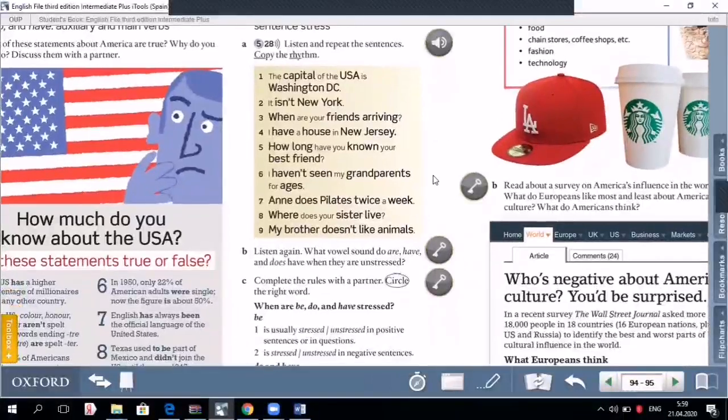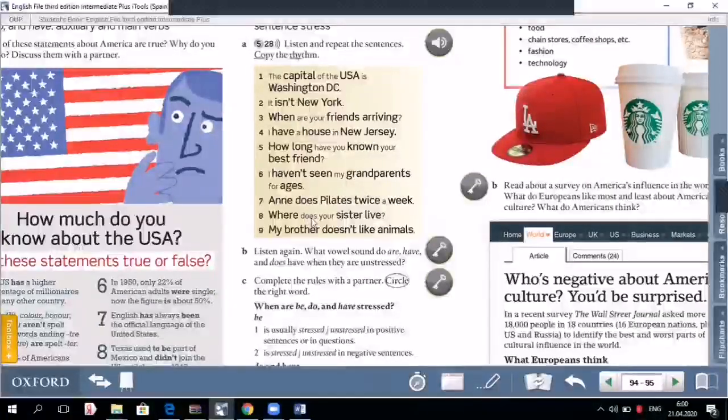So, did you pay attention here? How the vowel sounds of do, are, have, and does sound when they are unstressed. We have unstressed sounds here. When are your friends arriving?